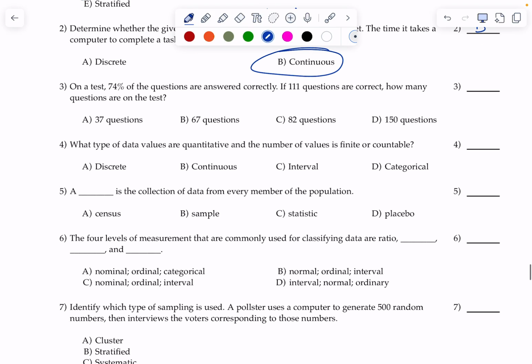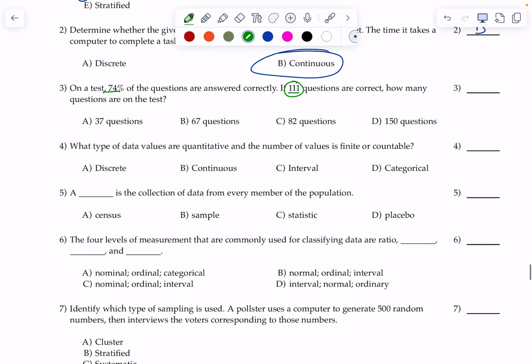All right. On a test, 74% of the questions are answered correctly. If 111 questions are correct, how many questions are on the test? Ooh. That's the only one that makes sense. You don't even have to do the math. That's the only one that makes sense, right? 74% is the 111, right?